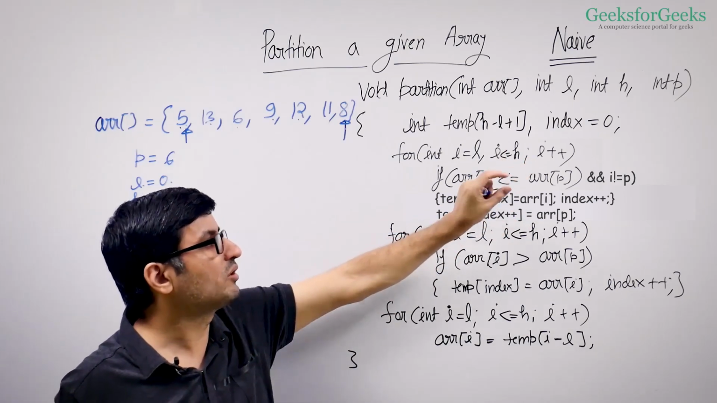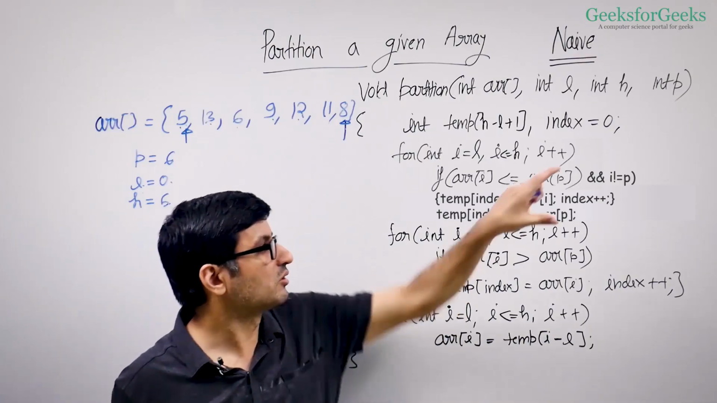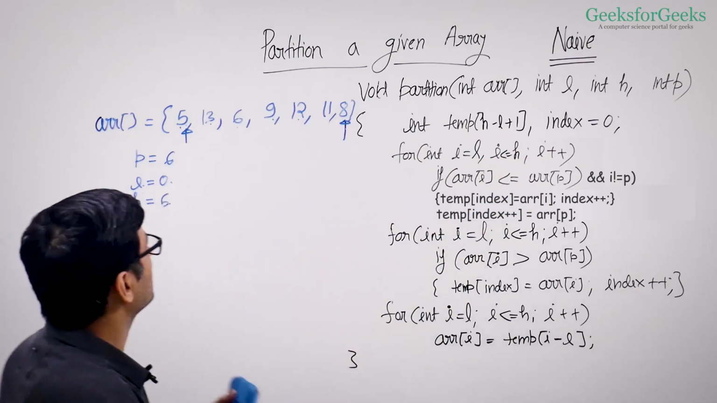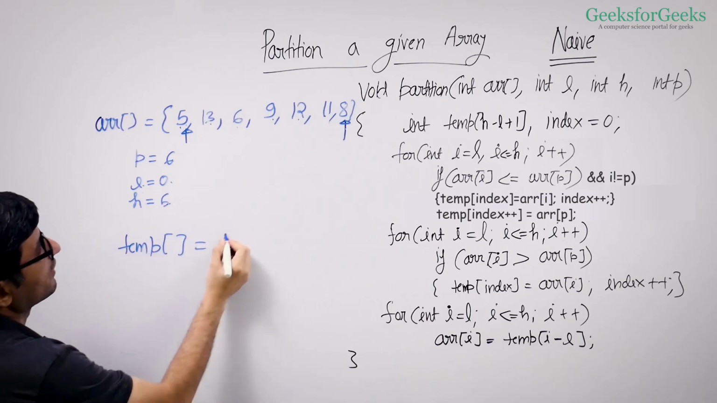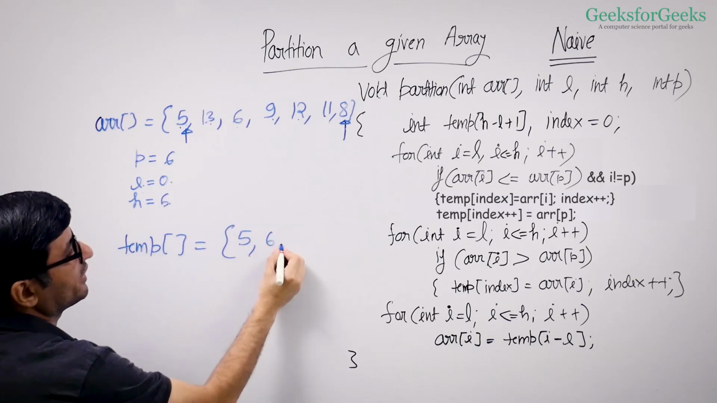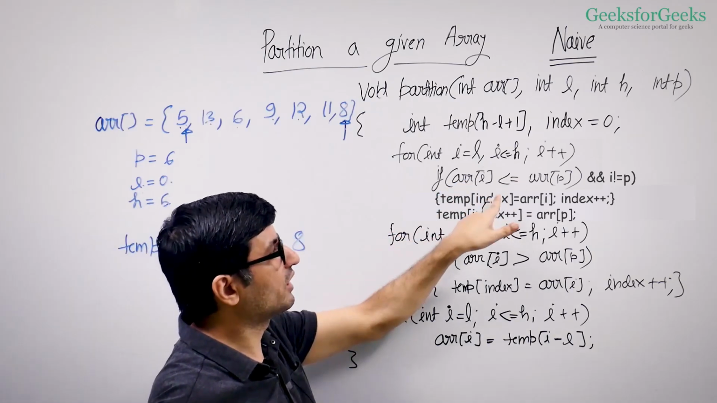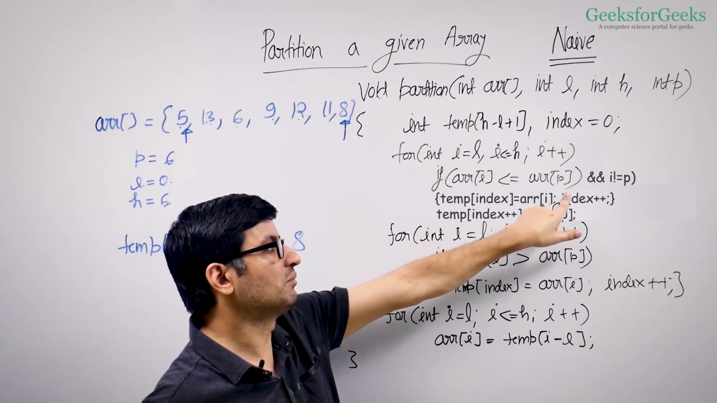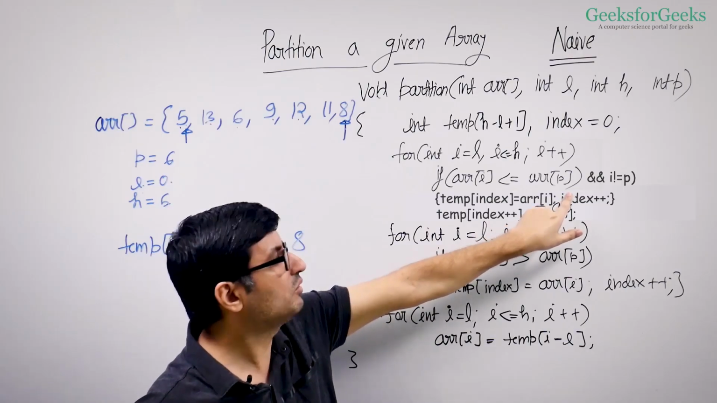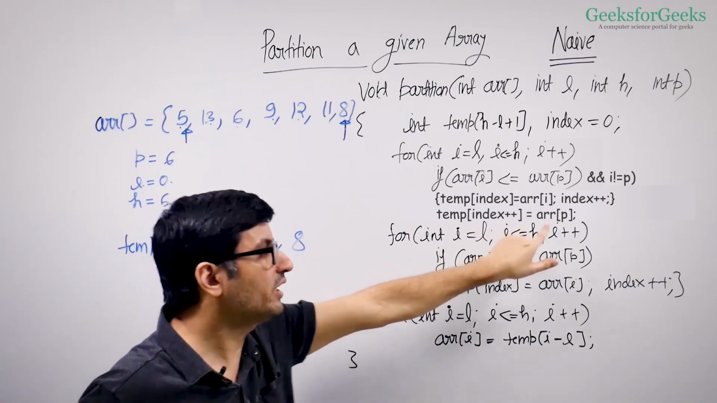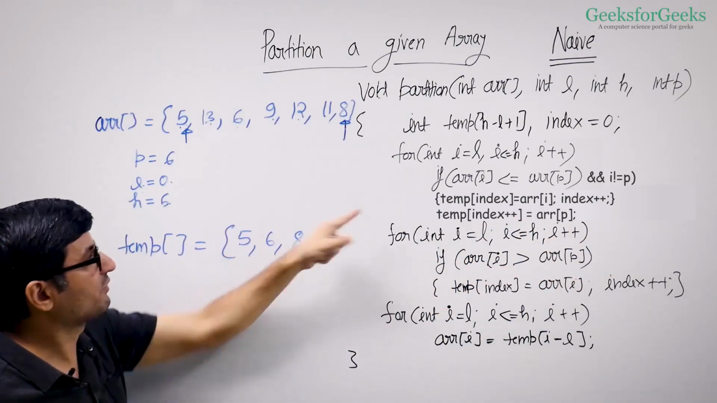First, you copy all the smaller or equal elements into this temp array. So after this step, your temp array will contain 5, 6 and 8. We traverse through the input array. For every element, we compare it with the pivot element, the element around which we want to partition. If it is smaller or equal, we put it in the temporary array and we increment the index. So we have 5, 6, 8 after this step.